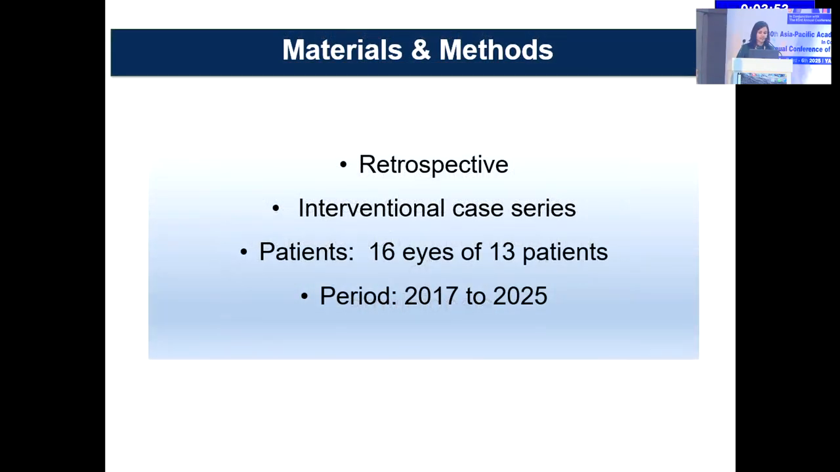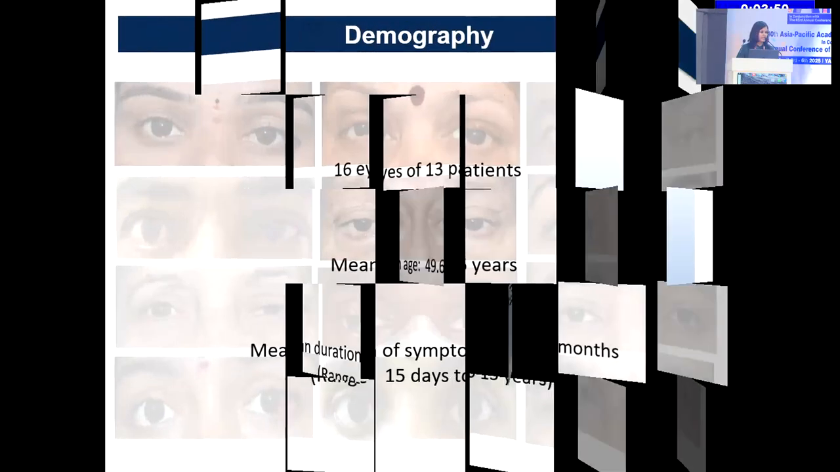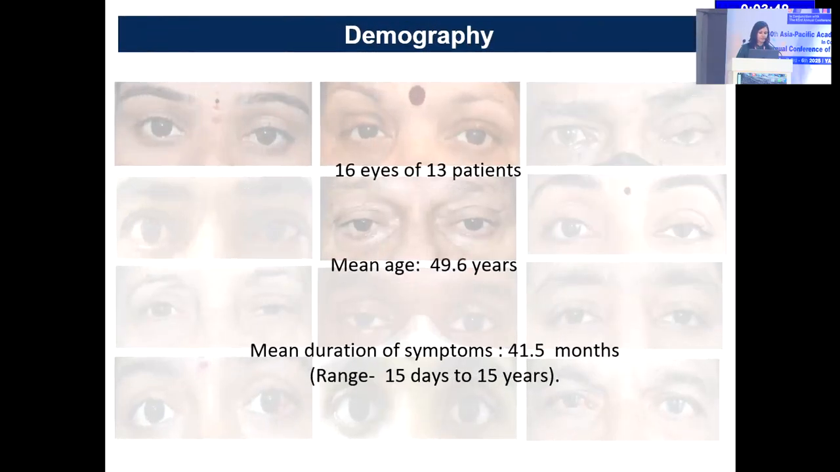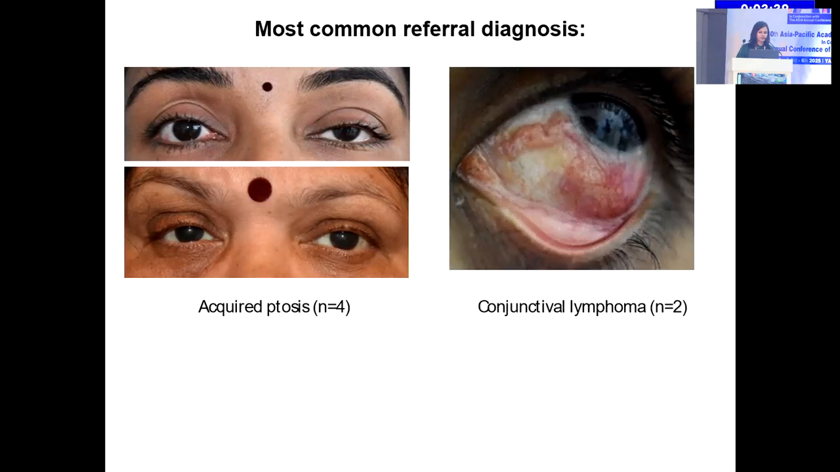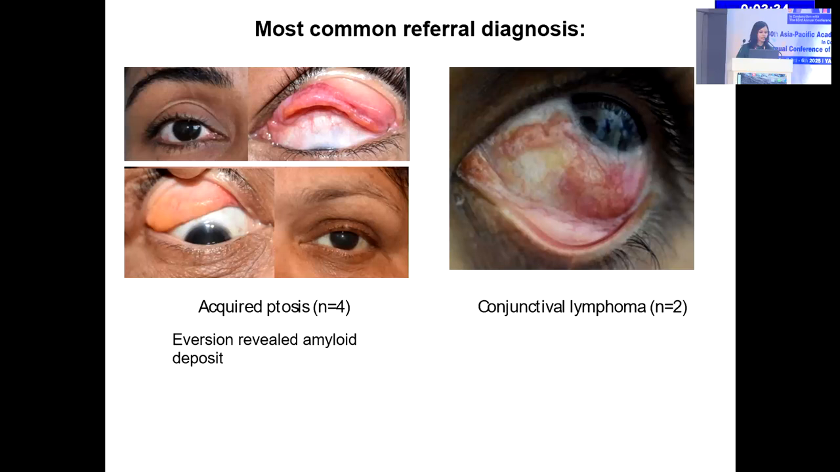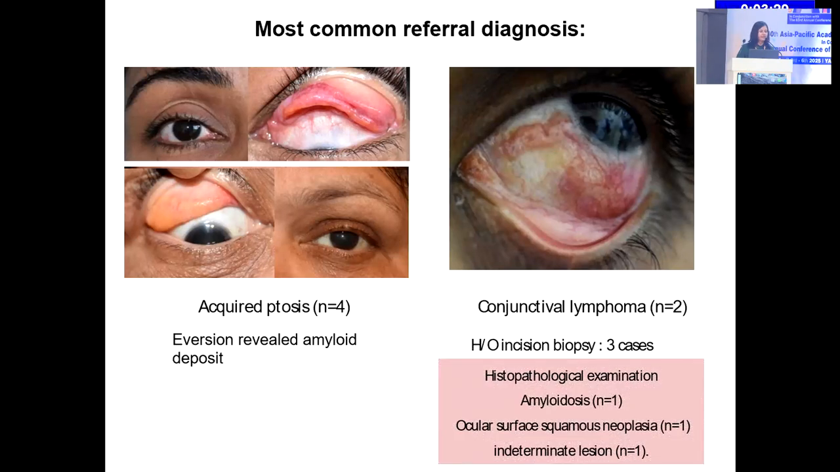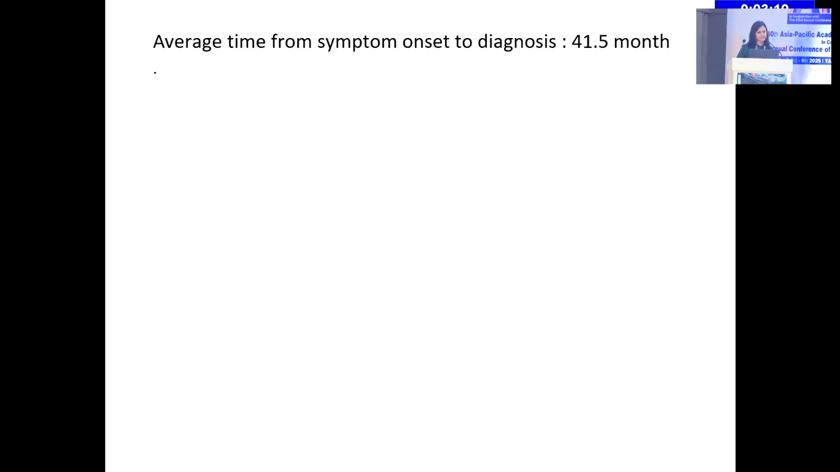It was an interventional case series, retrospective, and 16 eyes of 13 patients with a mean age of 49.6 years, and the mean duration of symptoms was 41.5 months. Males predominated in our series, and the most common referral diagnosis made was ptosis. And the second most common referral diagnosis was lymphoma, that is conjunctival lymphoma. Interestingly, on everting the ptotic eyelid, there was a diffuse mass seen, which was causing the mechanical ptosis. In fact, histopathologically, 3 cases had undergone incision biopsy, and amyloidosis could be proven only in 1 case. So histopathological misdiagnosis was also seen in the series.